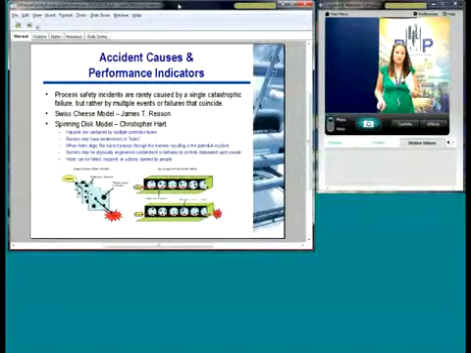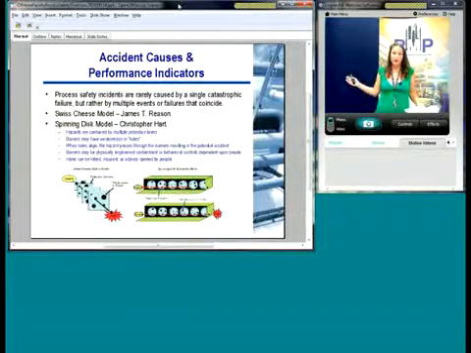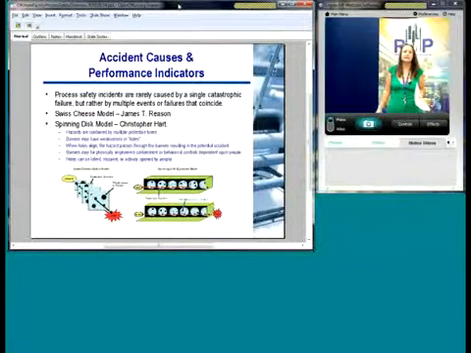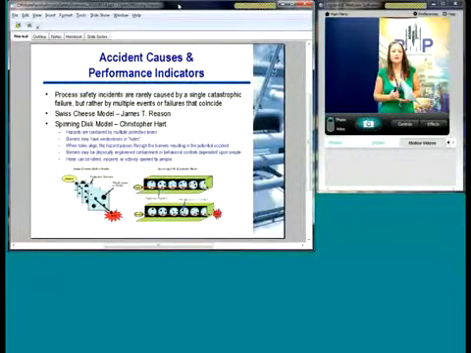All right, so first off, both prescriptive-based regulations and performance-based regulations are trying to achieve the same goal, and that is basically that process safety incidents are rarely caused by a single catastrophic failure. It's multiple barriers being compromised. And then I have two very common diagrams: the Swiss cheese model and the spinning disc model. Basically, it's these holes or weaknesses. They could be human error, component failures, etc. And they all come together, and then we have a catastrophic accident.